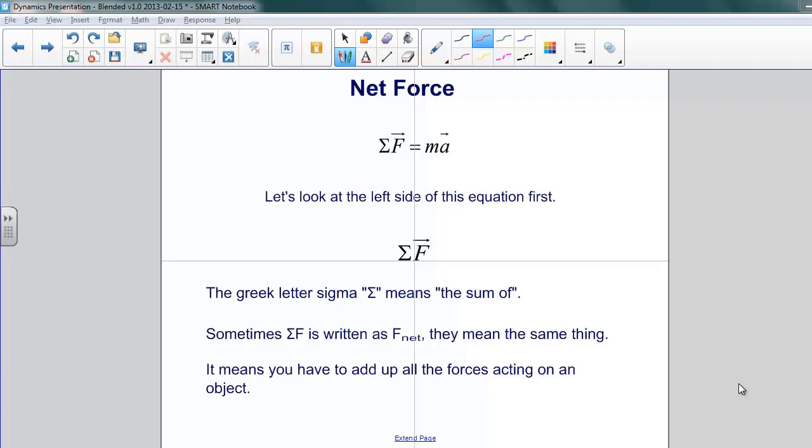The Greek letter, that funny E-looking type of letter, sigma, means sum of. And sometimes sigma F is written as F net, just to say that it's the net force. They mean the same thing. It means that you have to add up all the forces acting on the object.